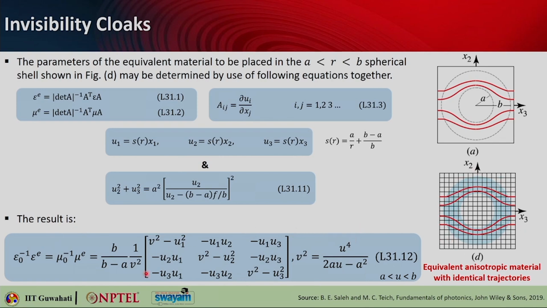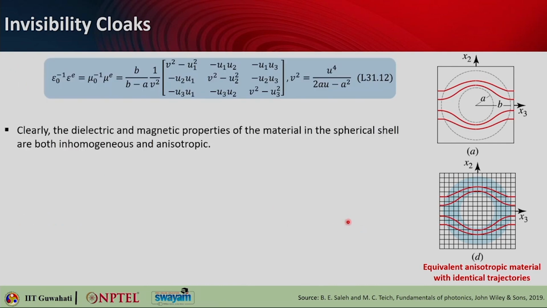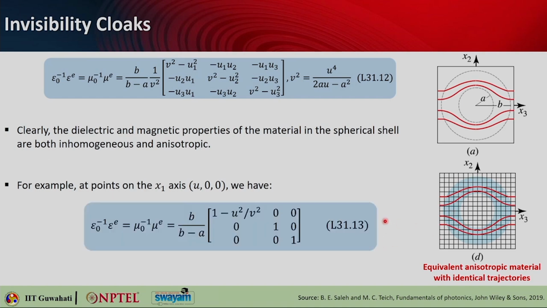So, as you can see, this is a bit mathematically intensive, but these kinds of things are possible. So, what is understood here is that the dielectric and the magnetic properties of this kind of material in this spherical shell are both inhomogeneous and anisotropic. For example, if you take points on the x1 axis, that is (u,0,0), you will have this kind of a value.